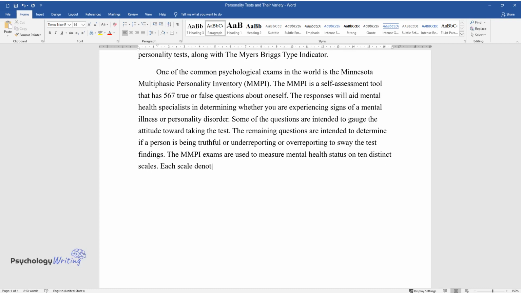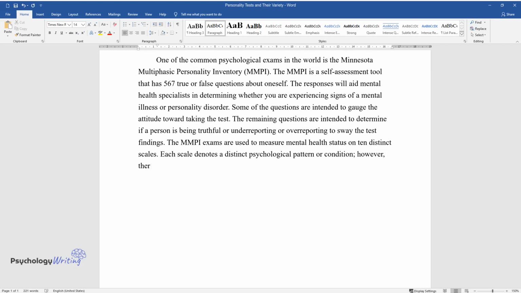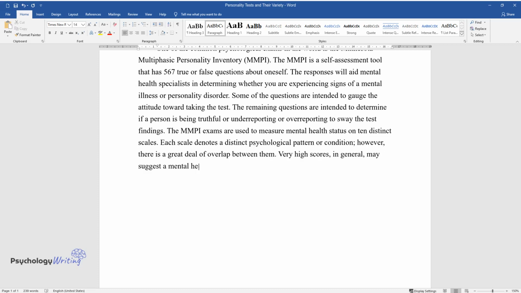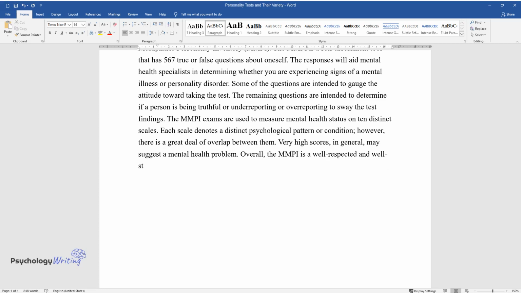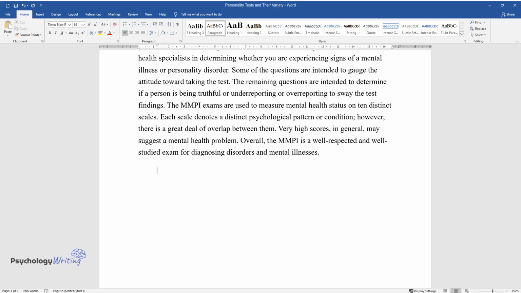Each scale denotes a distinct psychological pattern or condition. However, there is a great deal of overlap between them. Very high scores, in general, may suggest a mental health problem. Overall, the MMPI is a well-respected and well-studied exam for diagnosing disorders and mental illnesses.